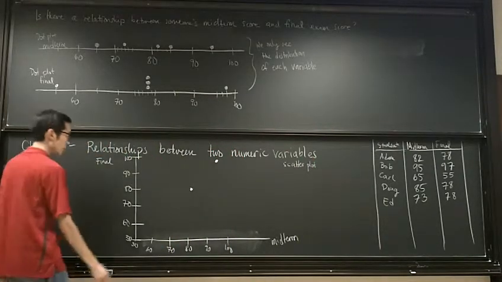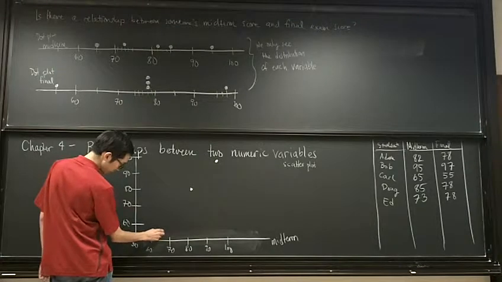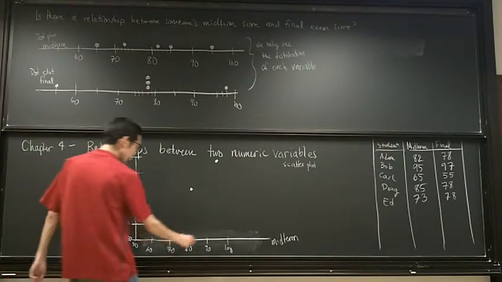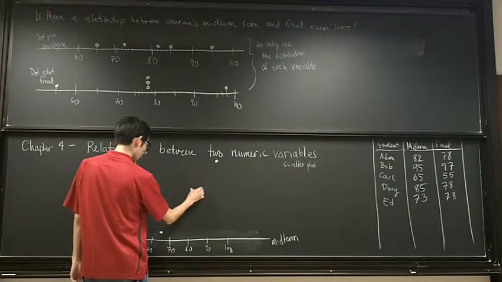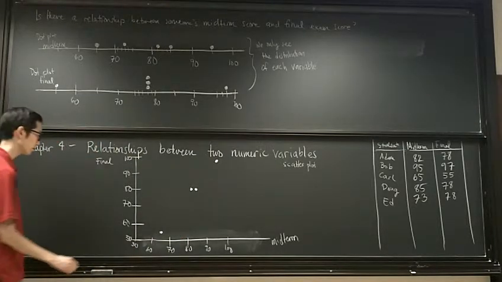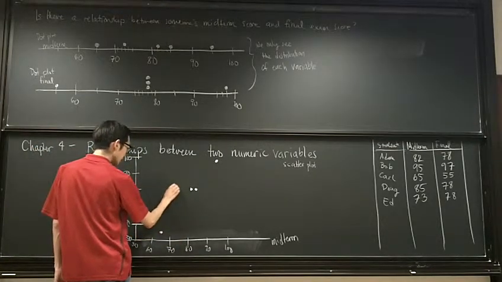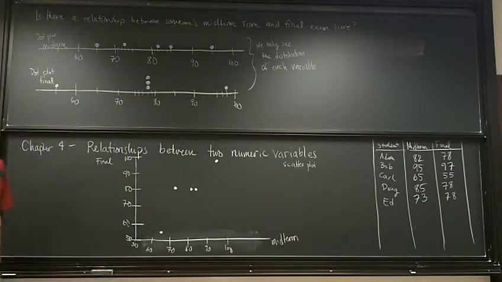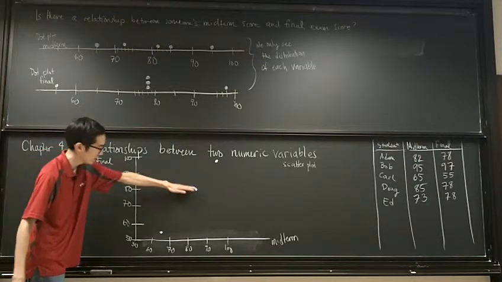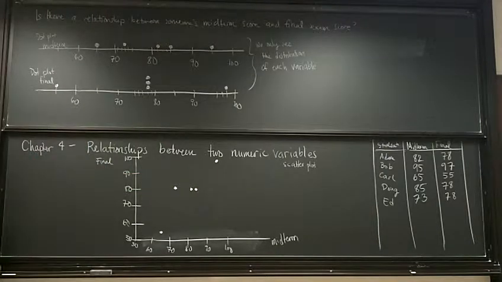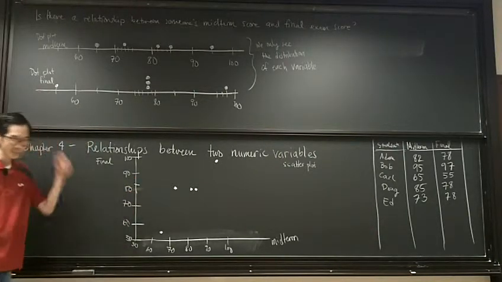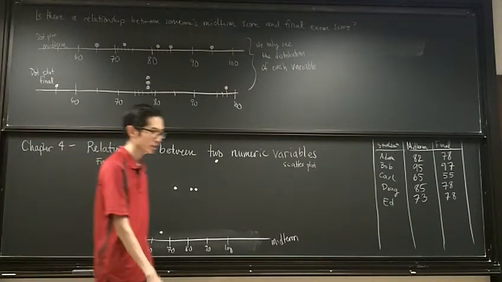Carl got a 65 on the midterm and a 55 on the final. He has a dot somewhere around there. Doug got an 85 and got a 78. So he has a dot right there. And Ed got a 73 and a 78. This seems like it's over 80. All of these should be just a little bit lower. Anyway, we have this now on our graph here.